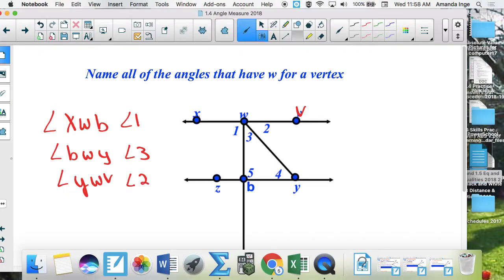What about angle BWV, which would be 90 degrees? You can do that. So what else could we say? BWX. Wouldn't it be 2 and 3? Well, no, you can only use one number. You can't combine two numbers.